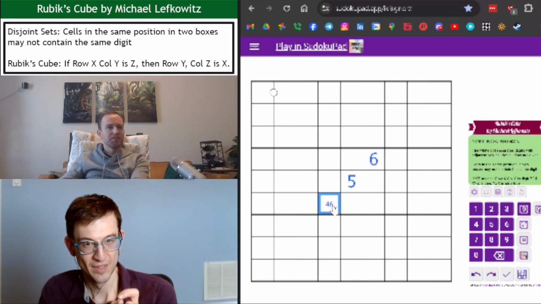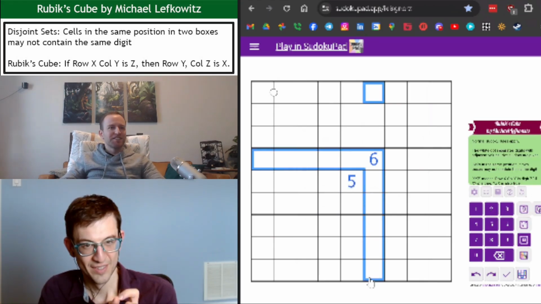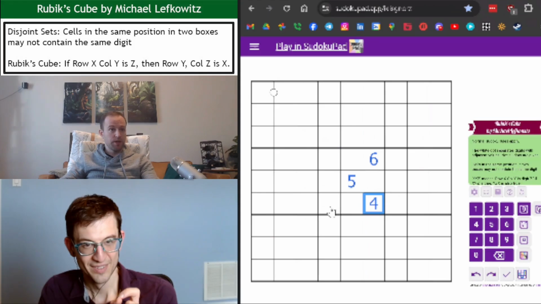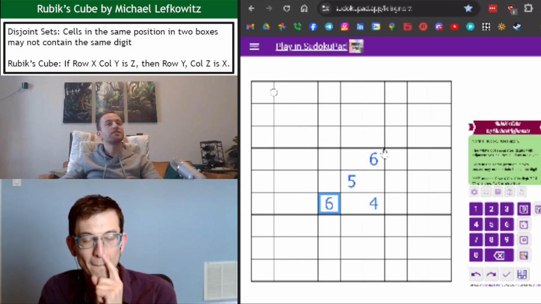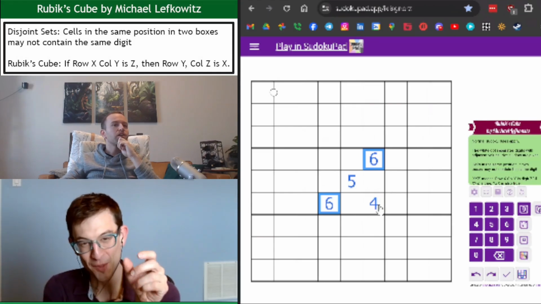Okay. This is probably true, but I didn't realize this. So that's 4, 6, 6. So it should be 6, 6, 4, right? And there should be a 6 here. Yeah, that's right. That's right. So that is one part of the proof I think you need to get.